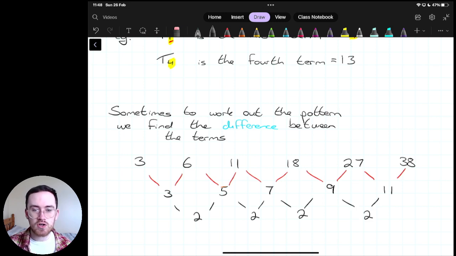So we can see it's not always that we're going up by the same amount, but there might still be some sort of pattern. We were going up 3, 5, 7, 9. You'll notice they're all your odd numbers. So we're going up by a different odd number each time.